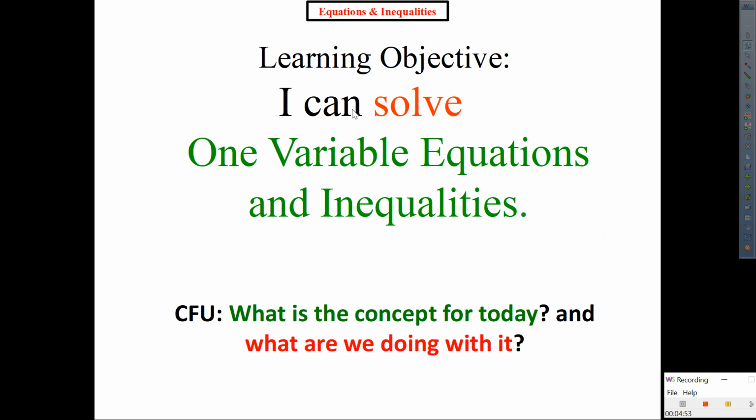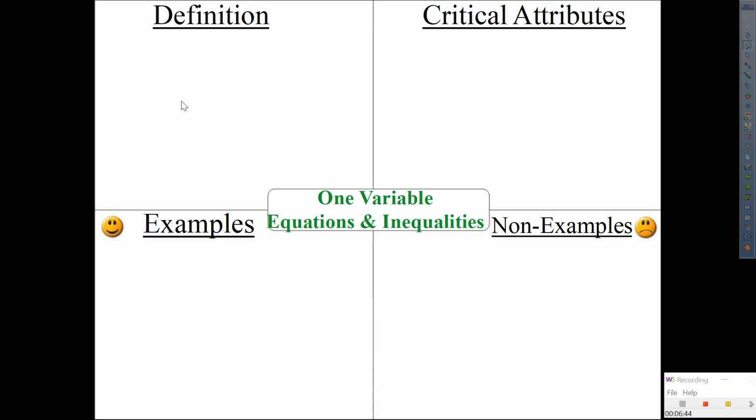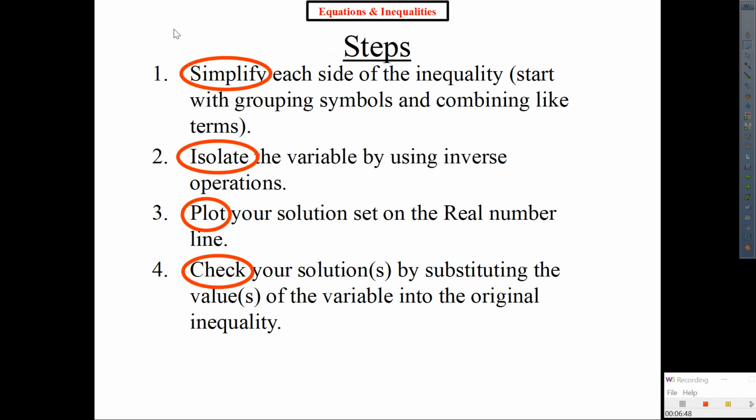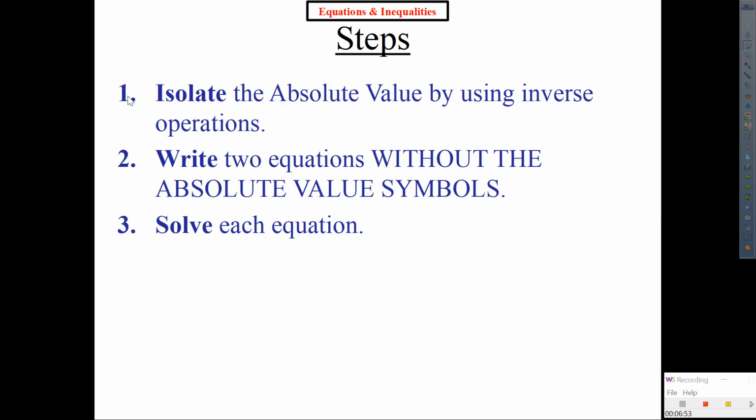Okay? So, let's see where we've been. I can solve one variable equations and inequalities. Have we been hammering this for the past week? Yes. And we've been doing absolute value equations starting yesterday. And we don't need a fair model since we already know what they are. We already know the 4 steps that we've been following to solve equations. And yesterday I asked you to copy these 3 steps. Is that correct? Yes, Mr. Q. And step 2 was to write 2 equations.